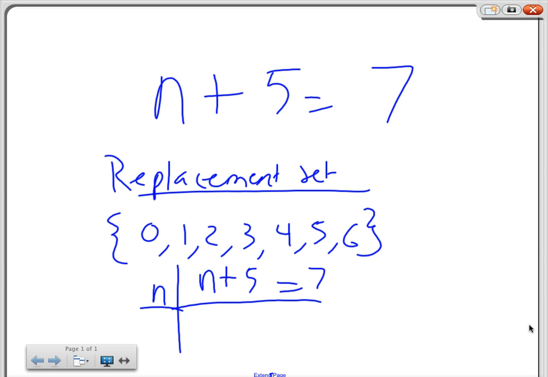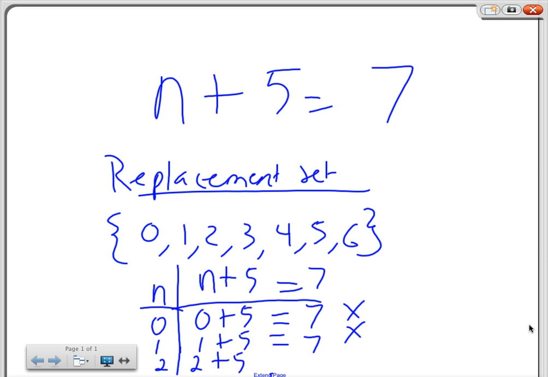So let's check. Let's say n is 0. 0 plus 5. Will that give you 7? No. So let's try 1. 1 plus 5. Will that give you 7? No. 2. 2 plus 5. Will that give you 7? Yes. Let's check. So you know that that is your answer and nothing else.